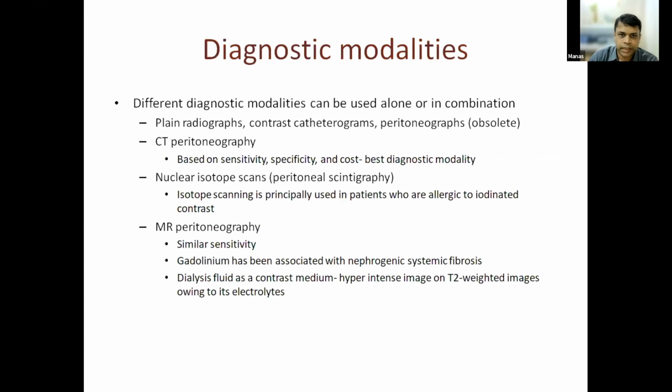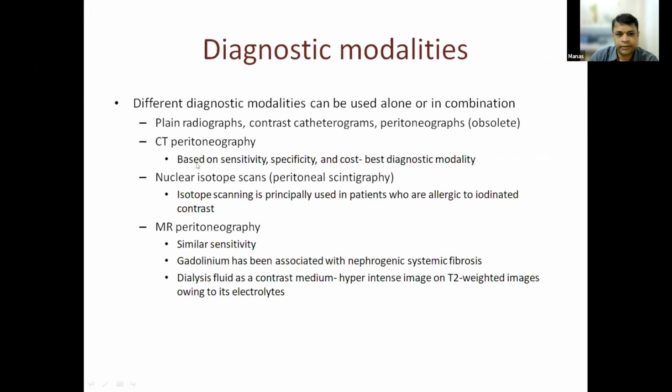So coming to the diagnostic or confirmatory modalities which are usually used, we should know about these methods. Previously, plain radiographs, contrast catheterograms, and peritoneographs were used. Probably I have not seen them in my institute. We usually use CT peritoneography or nuclear isotope scans. We seldom use MR peritoneography. It is more costly and more cumbersome for the patient.